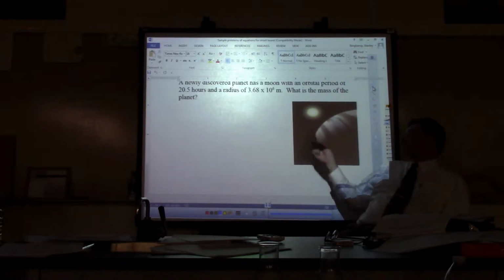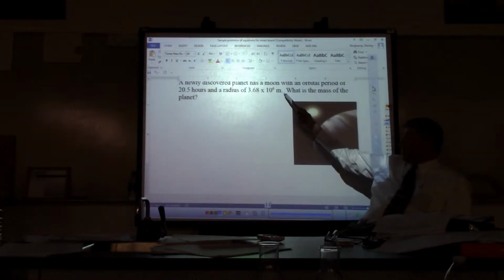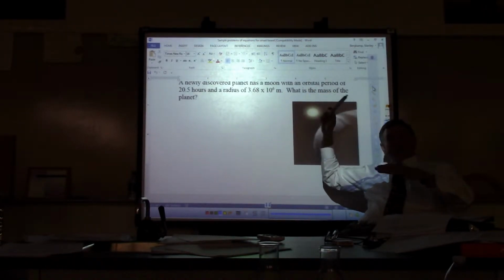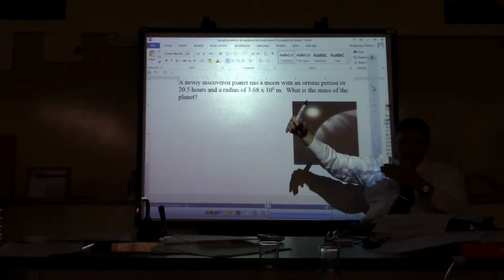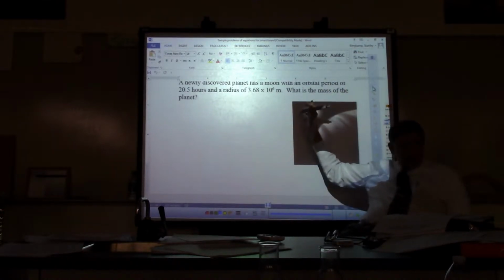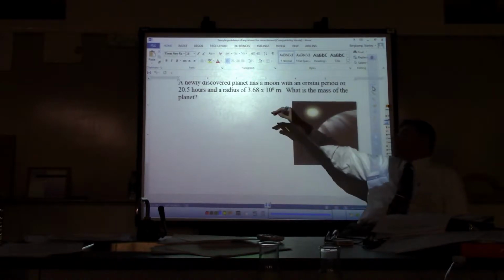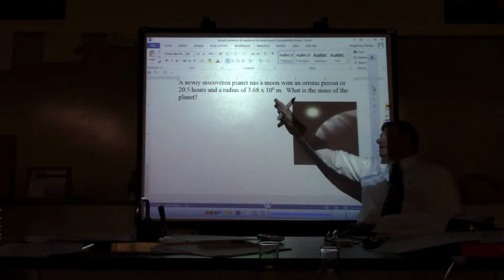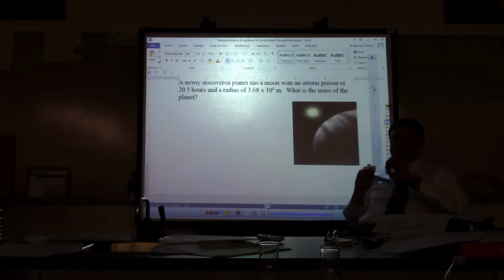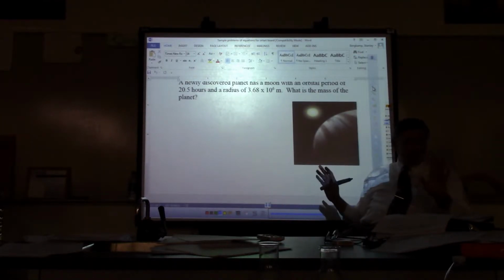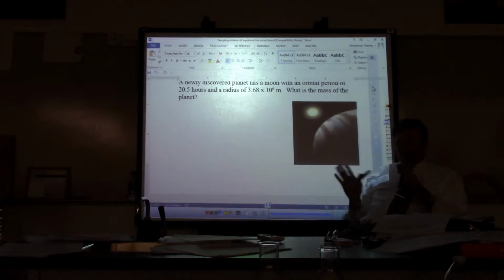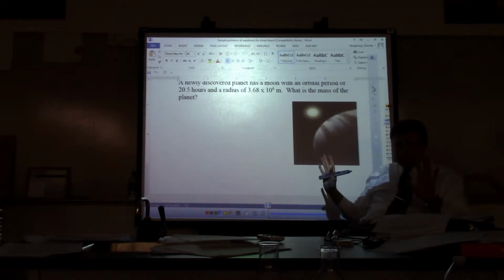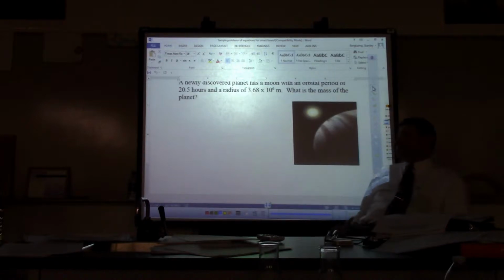So what we observed is this planet, which luckily has a moon, with a period of 20.5 hours. This radius is the distance from the center of the planet out. If this was the distance above the surface, I would tell you it's 3.68 times 10 to the 6 meters above the surface of the planet. But if you're just told this is the orbital radius, that is the number. There's nothing else to do with it. Leave it. Don't touch it. It's a gift. It's in meters. We don't have to do anything.